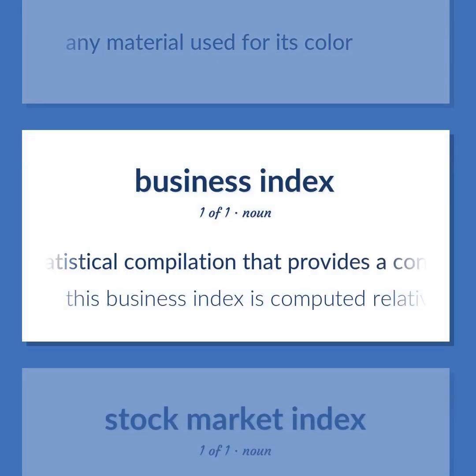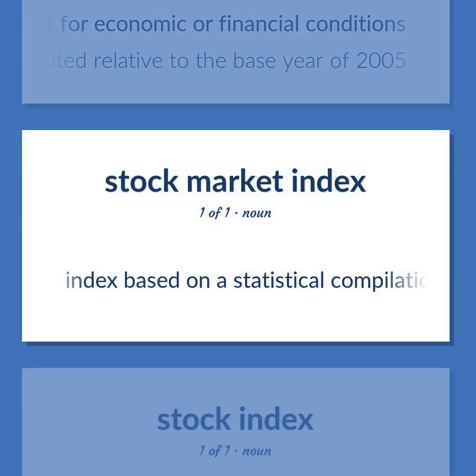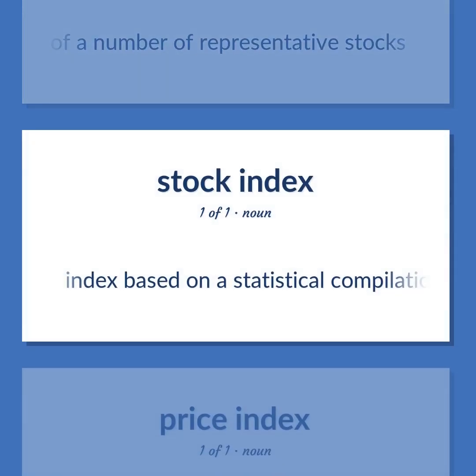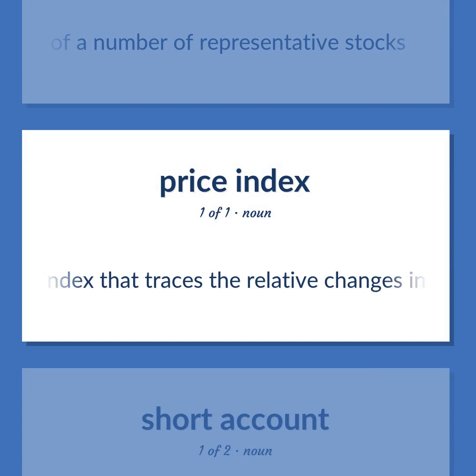A statistical compilation that provides a context for economic or financial conditions. This business index is computed relative to the base year of 2005. Index based on a statistical compilation of the share prices of a number of representative stocks. An index that traces the relative changes in the price of an individual good, or a market basket of goods, over time.